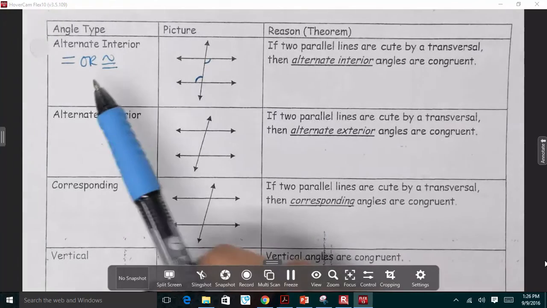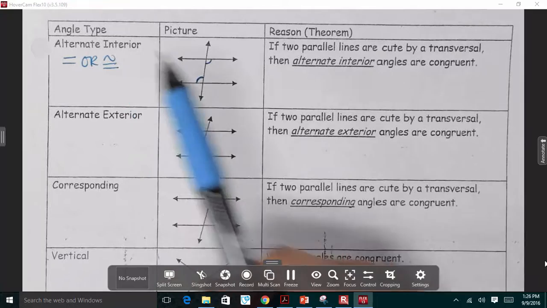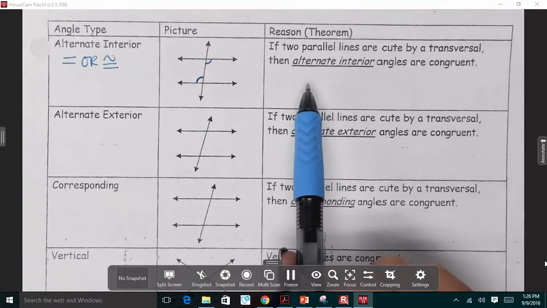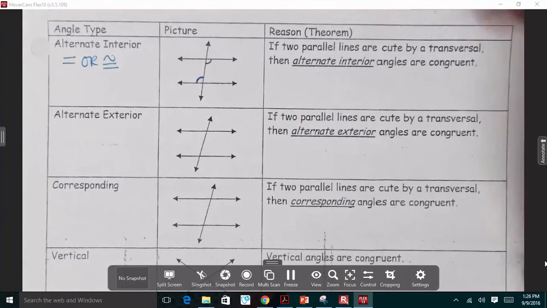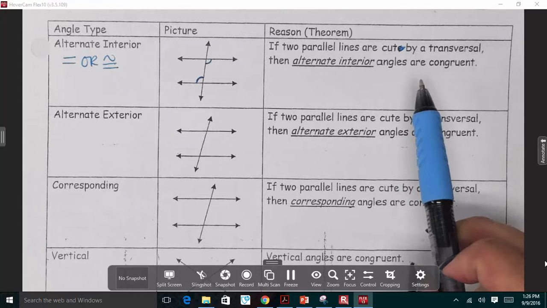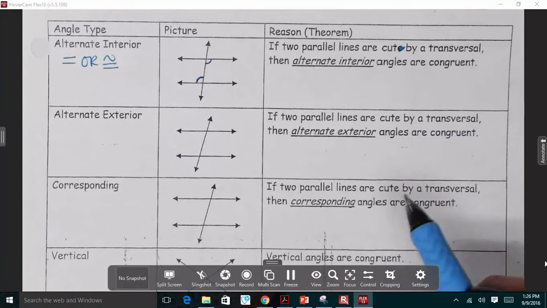Now, if we use alternate interior angles as our statement, then as our reason we have to put: if 2 parallel lines are cut by a transversal, then alternate interior angles are congruent. Okay, so that's going to be our reason. And I know it says "cute" all the way down because somebody didn't check the spelling. So just scribble out that E so it says "cut."